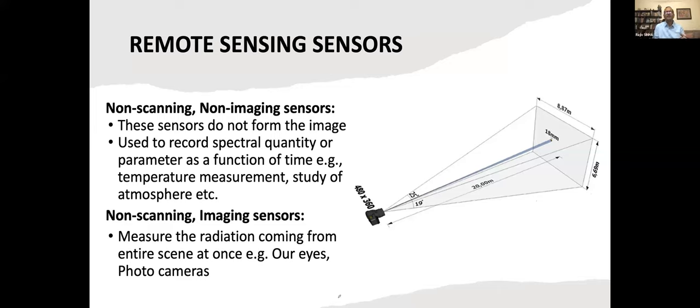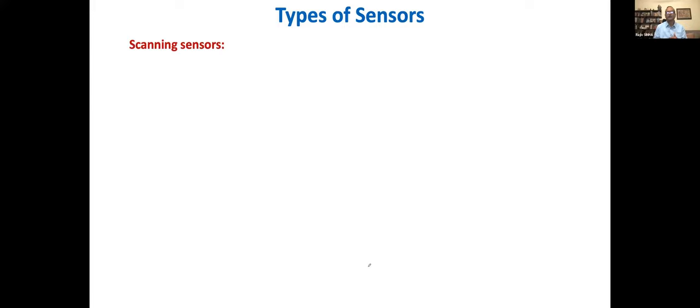Then there are non-scanning imaging sensors. They are measuring the radiation coming from the entire scene at once. For example, our eyes and our camera are non-scanning but imaging sensors. You should understand the difference between the two, because we use different kinds of processing methods and techniques to process the data sets coming from them.